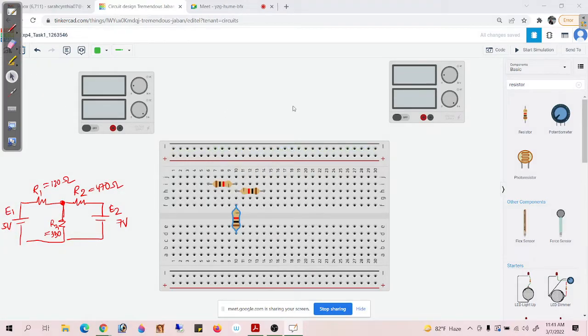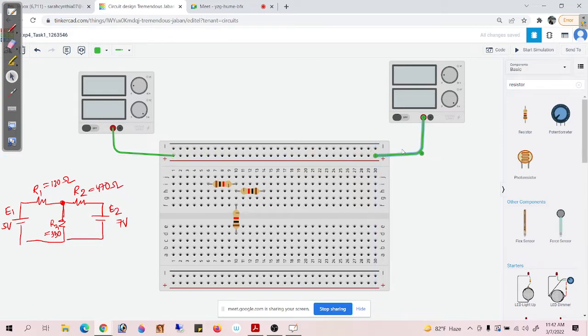So we can proceed now. How do we connect the power supplies? Please keep in mind that these two power supplies do not represent the same voltage value. One power supply has 5 volts and the other has 7 volts, so we can't place both power supplies in the same section of the breadboard. We can't put them like this.